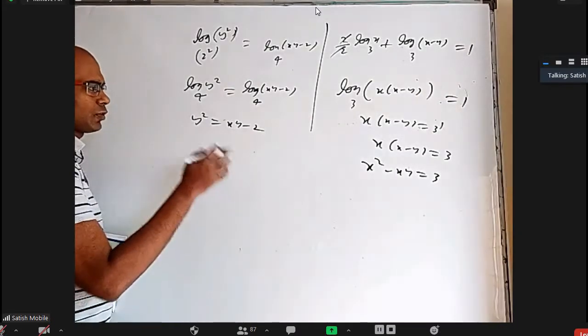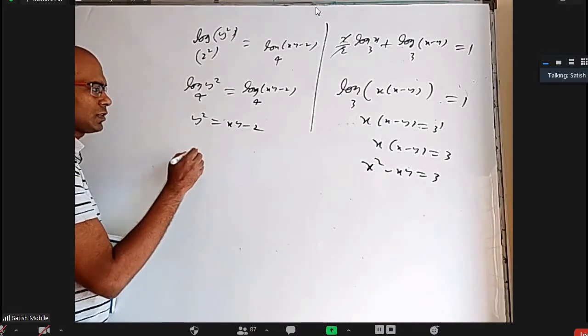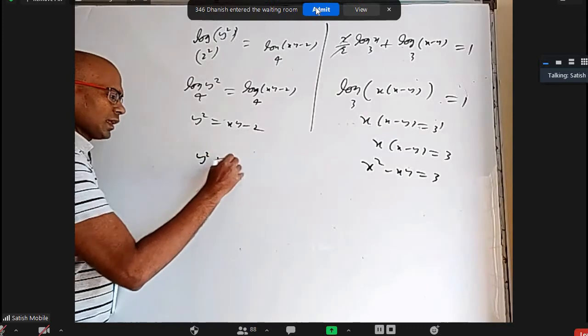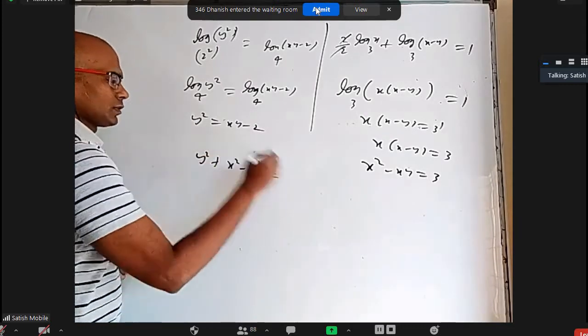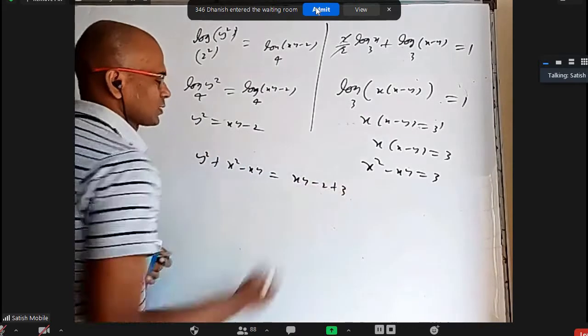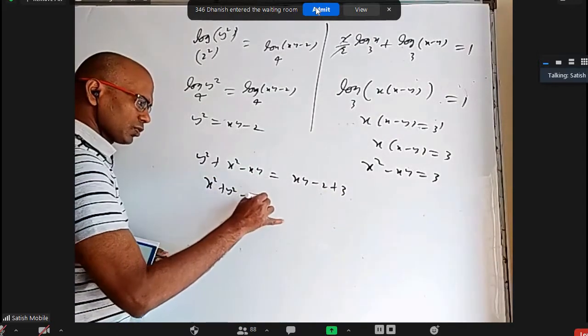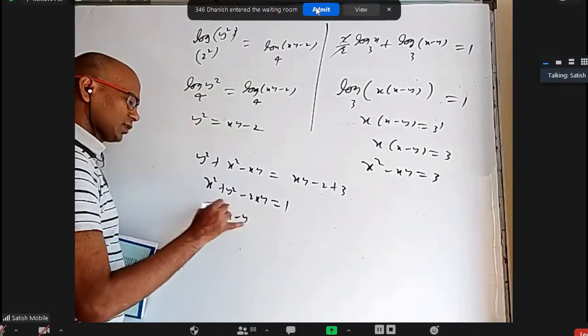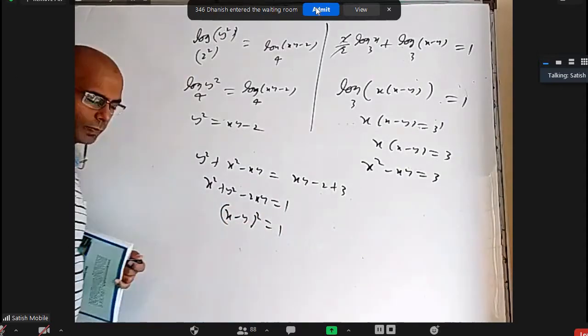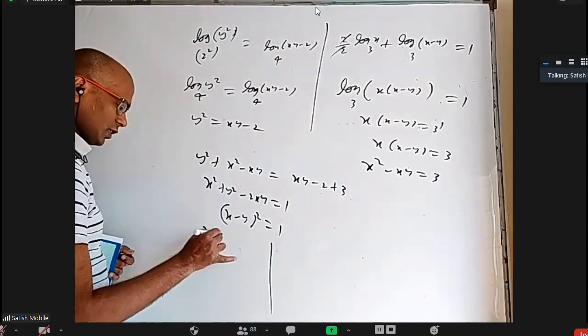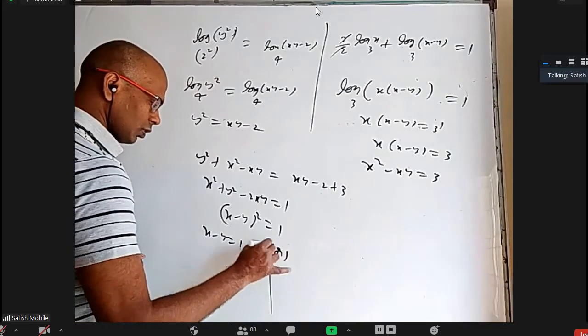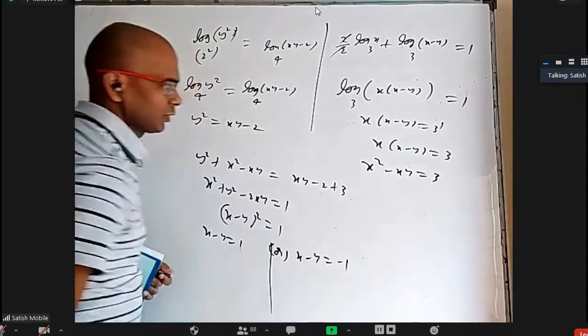As it is, if I want to add LHS and RHS, y square plus x square minus xy is equal to xy minus 2 plus 3. That is x square plus y square, bring this side minus 2xy equal to 1. X minus y whole square equal to 1. So I'll have only 2 cases, x minus y equal to 1 or x minus y equal to minus 1.